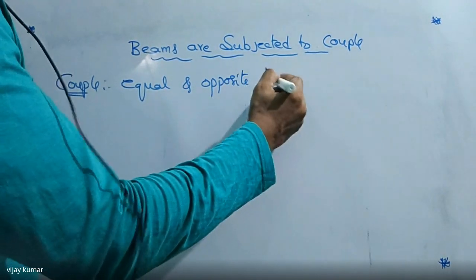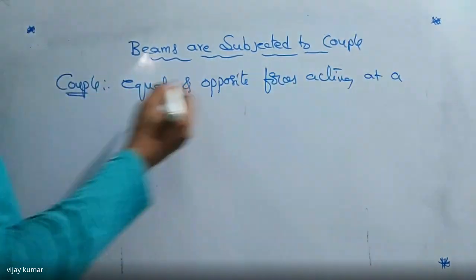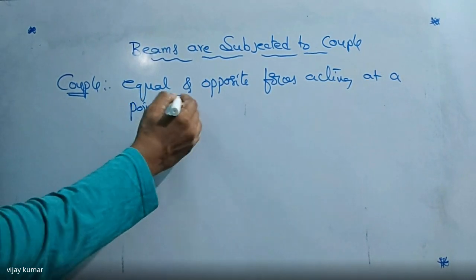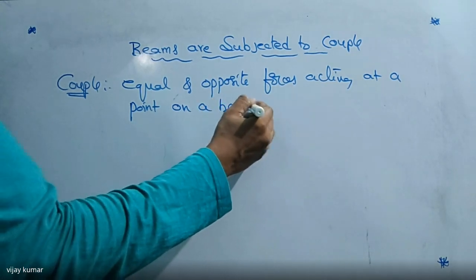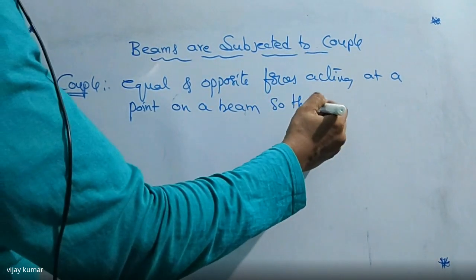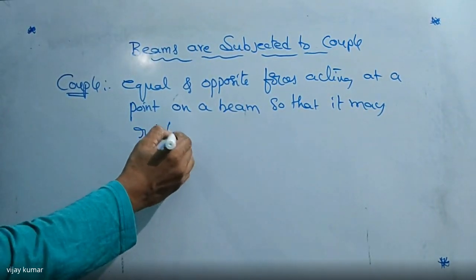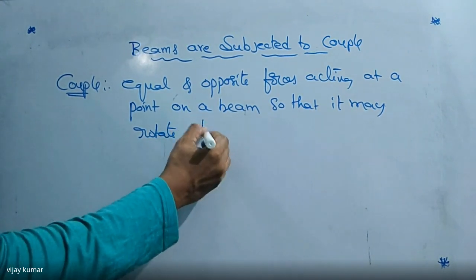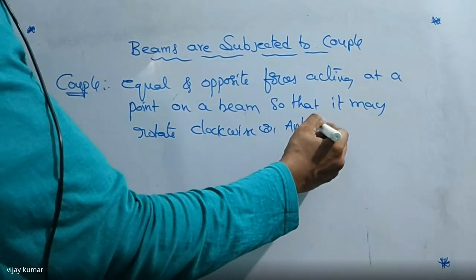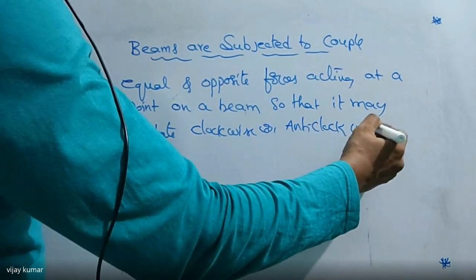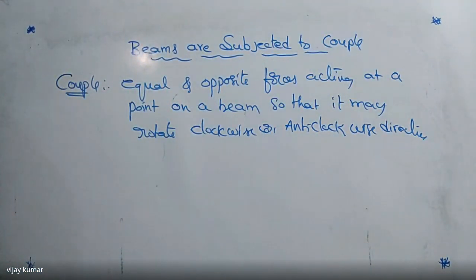Equal and opposite forces acting at a point on a beam so that it may rotate clockwise or anti-clockwise direction. That is the definition of couple.